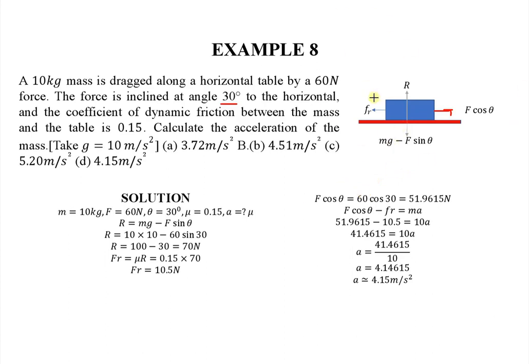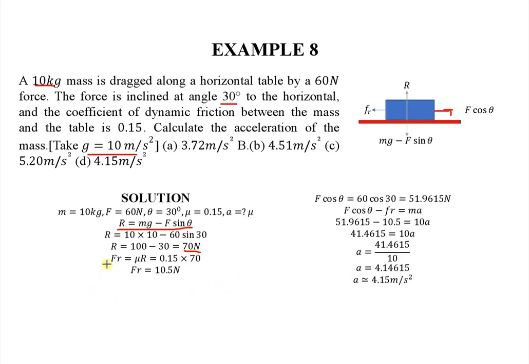Since the force is inclined at an angle, the normal reaction R is mg minus F sine theta. The mass of the body is 10 kg. The acceleration due to gravity is 10. Note that in all these questions, we are taking acceleration due to gravity to be 10, though your question might say 9.8. So, 10 times 10 minus the force, 60, times sine of the angle, sine 30. From that, we get 100 minus 30, which is 70 Newton.